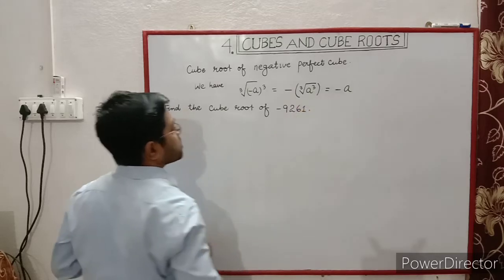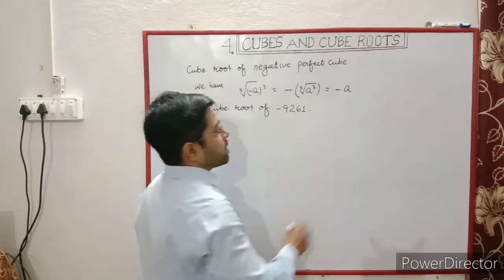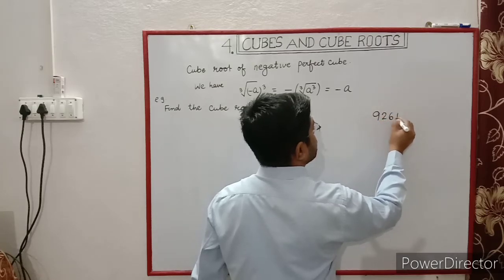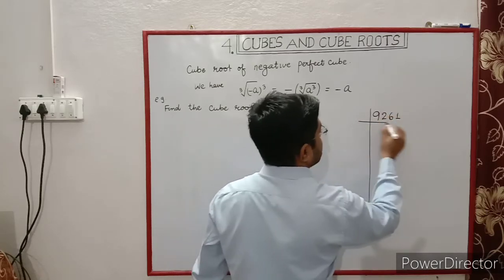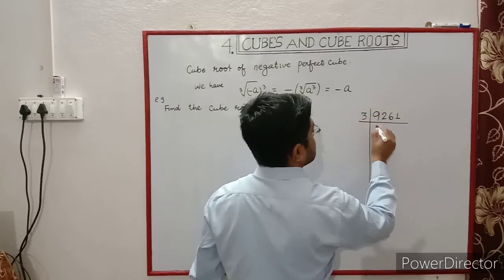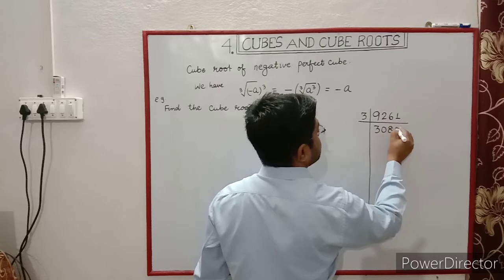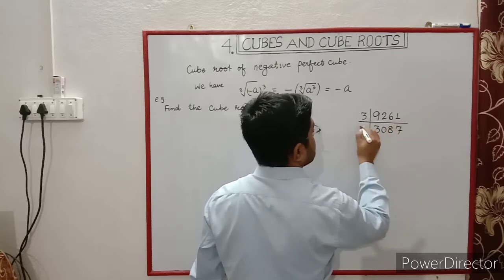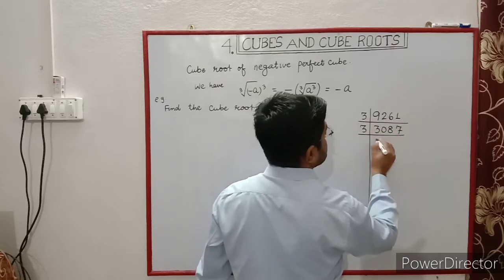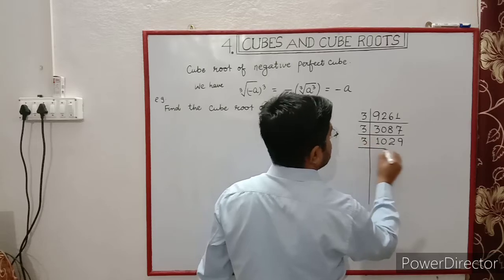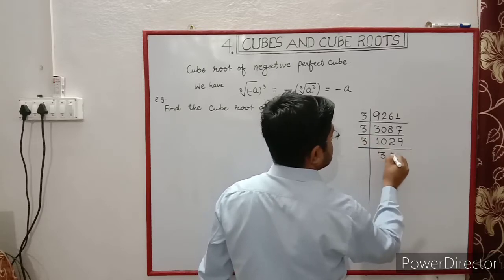9261. So first of all, prime factorization of 9261. First divide by 3. 3 3s are 9, 0, 3 8s are 24, 3 7s are 21. Again divide by 3. 3 1s are 3, 0, 3 2s are 6, 3 9s are 27. Again divide by 3. 3 3s are 9, 3 4s are 12, 3 3s are 9.